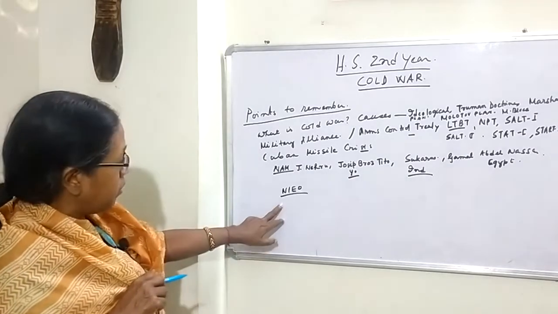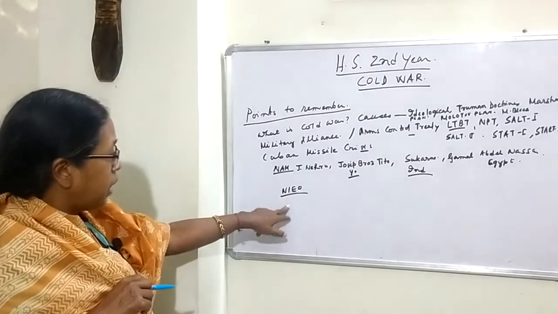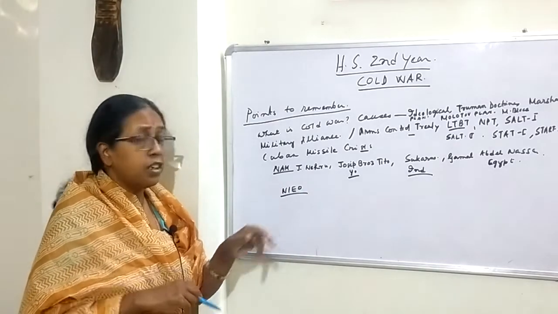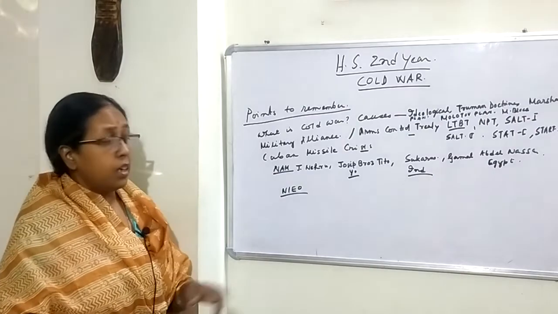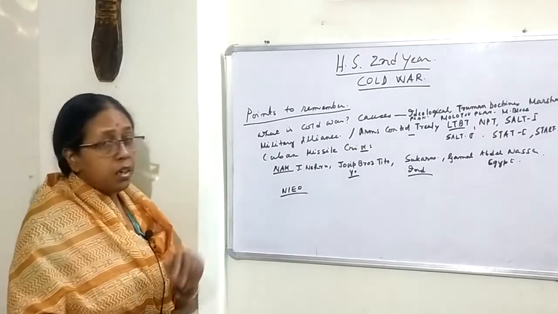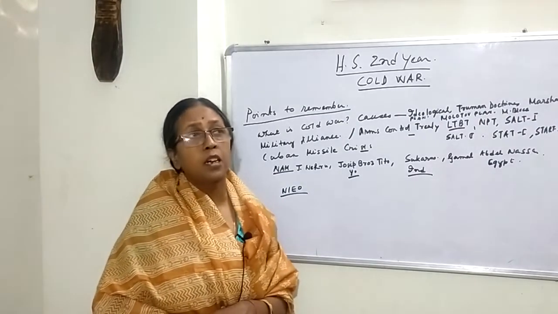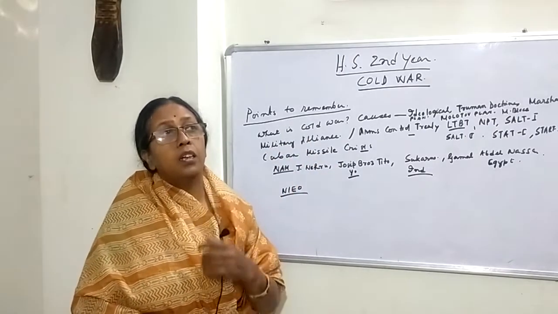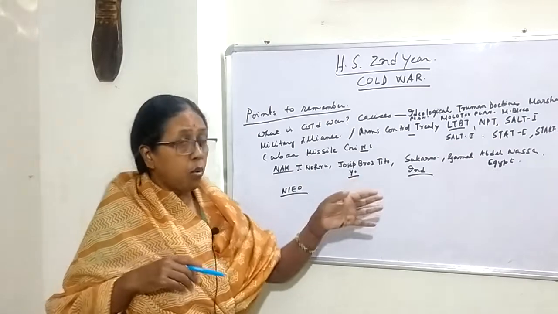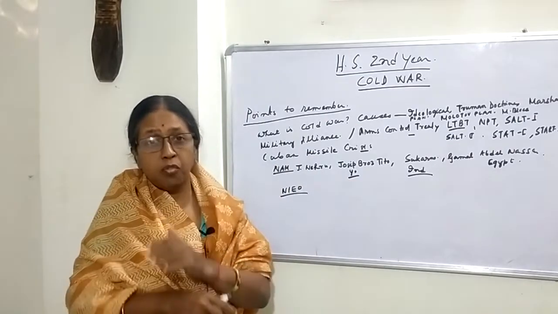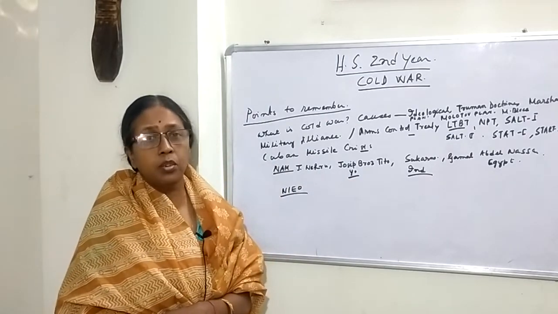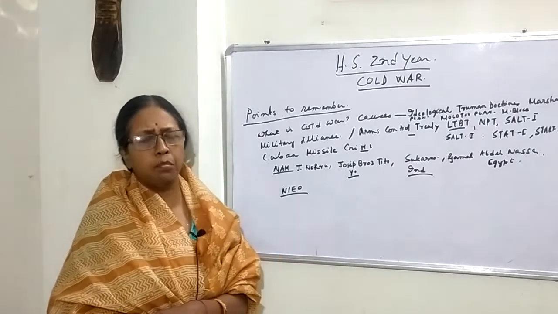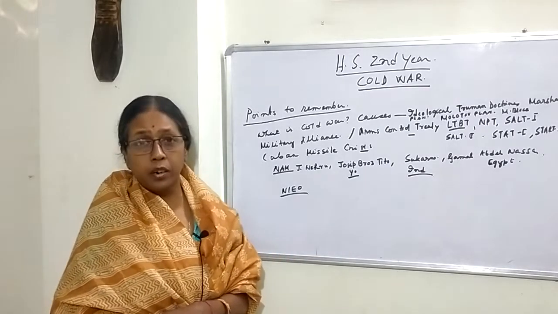Then another thing you will have to study from this chapter is NIEO, that means New International Economic Order. New International Economic Order is also important. In this particular chapter, we have studied the Cold War, but at that time a number of countries got independence, and those countries were known as less developed countries because almost all of them were poor countries.